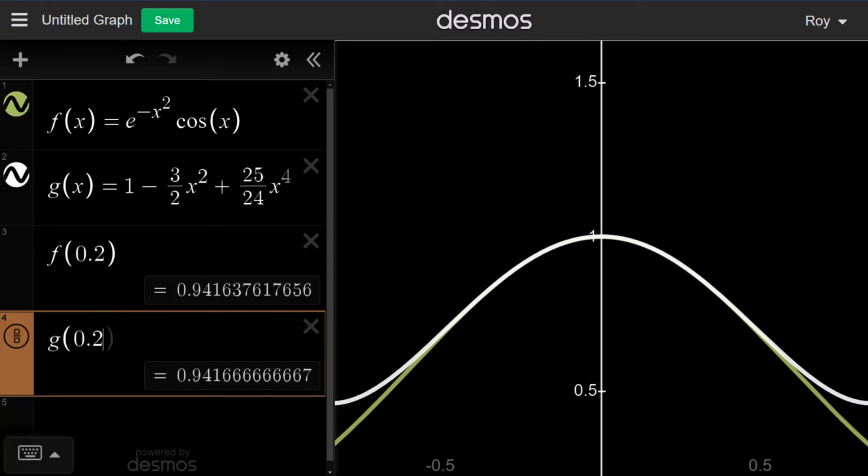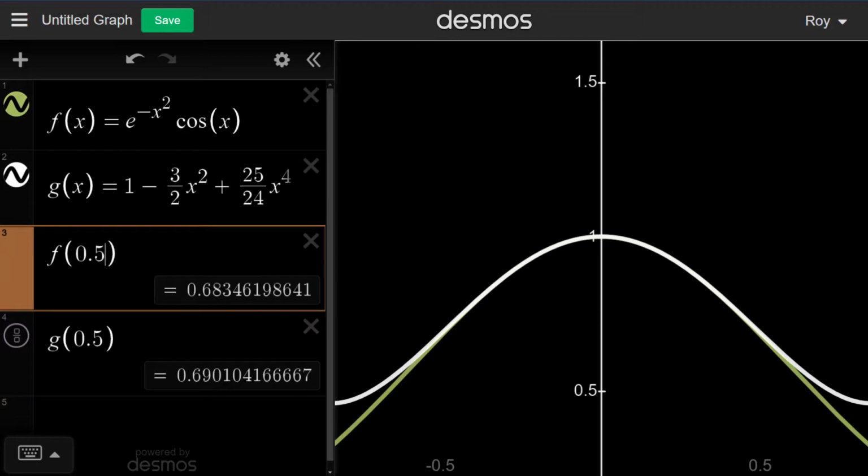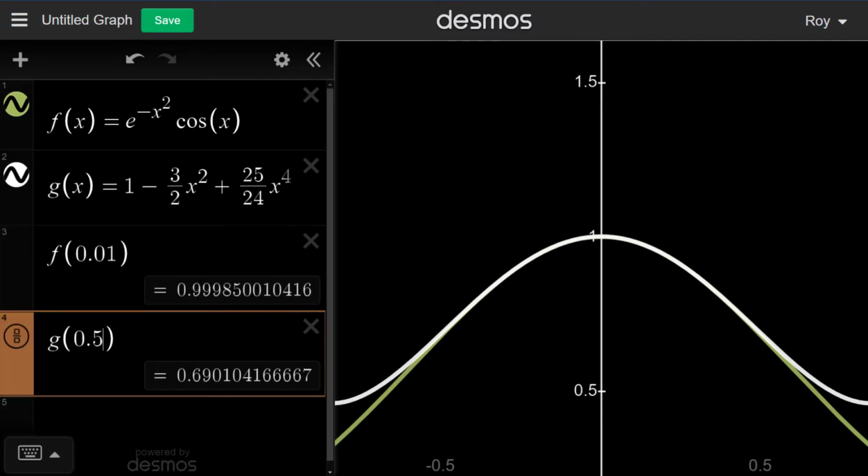Remember, the further away you get from that center, the worse the approximation will be. And you can see they start losing accuracy as you move away from the center. You gain accuracy as you move toward the center. That is actually a pretty great demonstration of how accurate our polynomial is as you get toward the center.